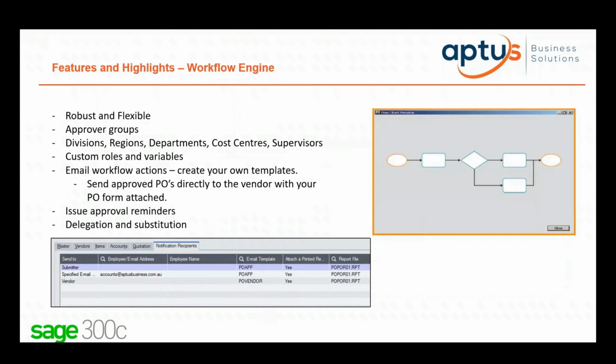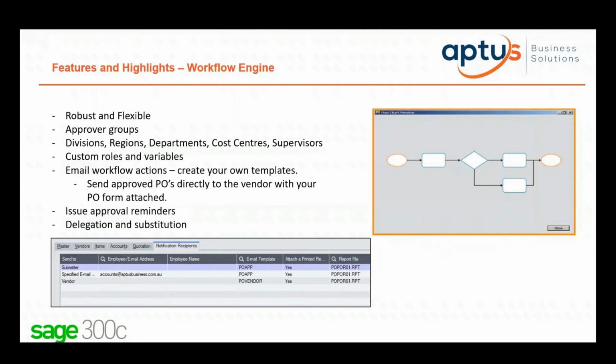At the core of the product, we've got the workflow engine itself. Now, the workflow engine is quite a robust and flexible engine, which allows you to cover any sort of scenario, no matter how complex. So you can set up your system into, say, divisions, departments, cost centers, and their managers, and you can set up employee supervisors as well. All of these roles and delegations can be used within the workflow to route the document to the required approvers.